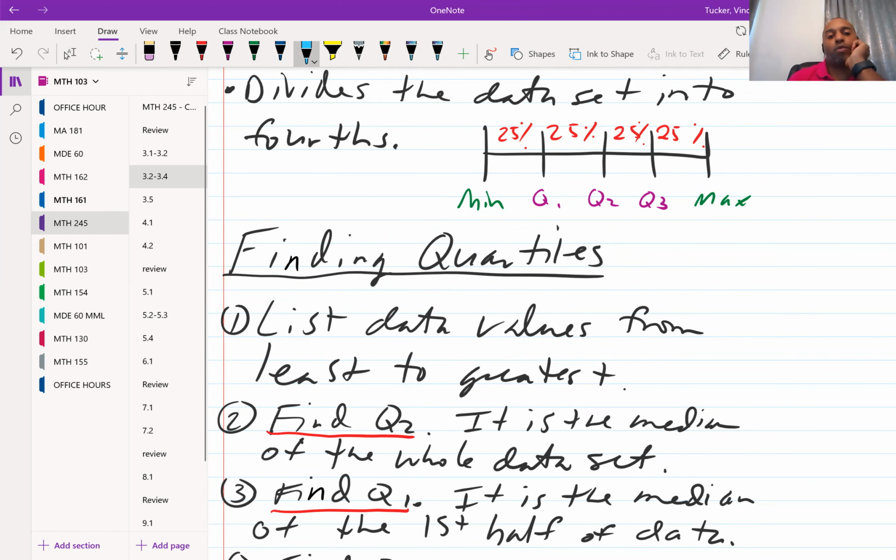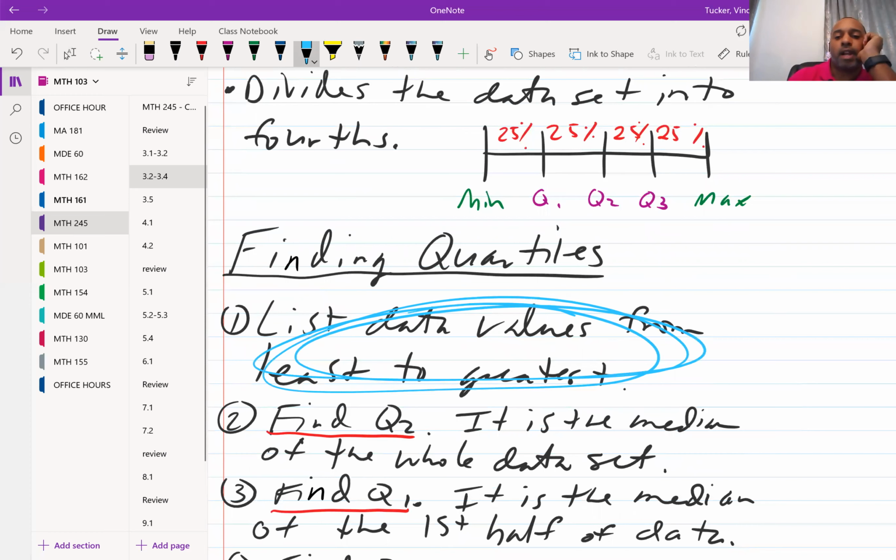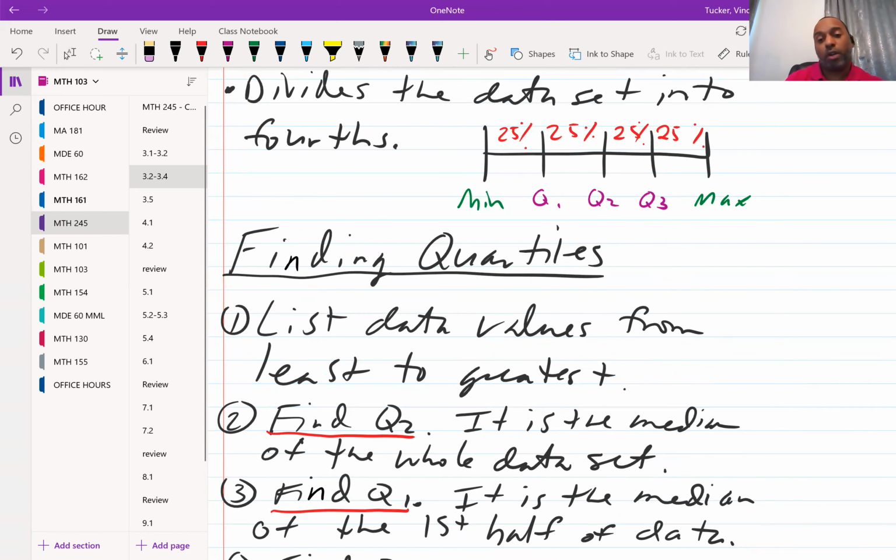All right, so to find our quartiles, first thing you want to do is list your data values from least to greatest. Never forget this first step. A lot of people make a mistake and forget that first step, and of course, you can get all your values wrong from that point forward. You've got to hold on to that first step: list your data values from least to greatest, or at least make sure that your data values are listed from least to greatest.